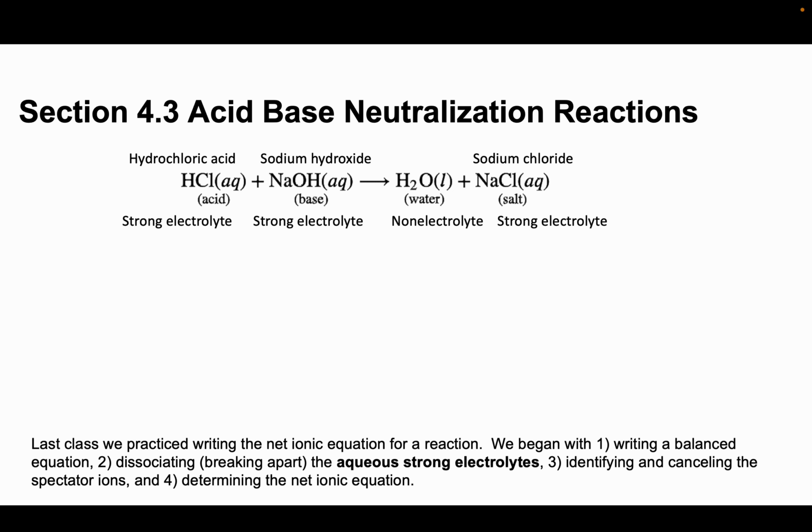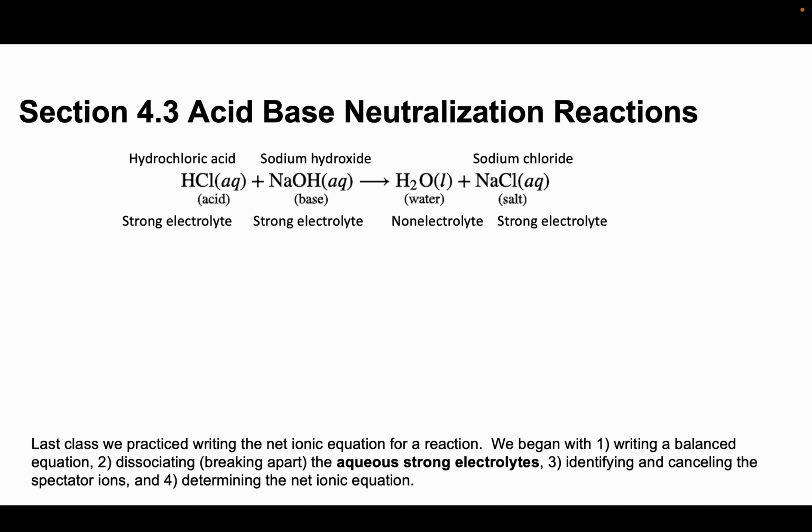If we're going to write the net ionic equation, the plan is, we first want to begin with a balanced equation, then dissociate, break apart, the aqueous strong electrolytes. I put that in bold because that is key. We can then identify and cancel the spectator ions and determine the net ionic equation.